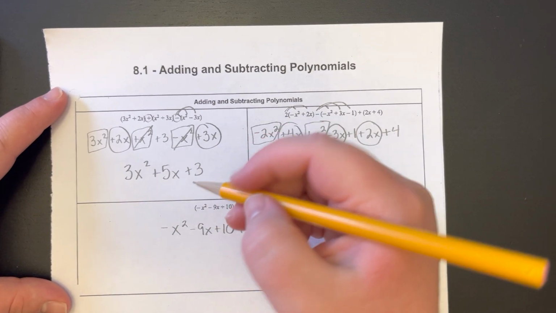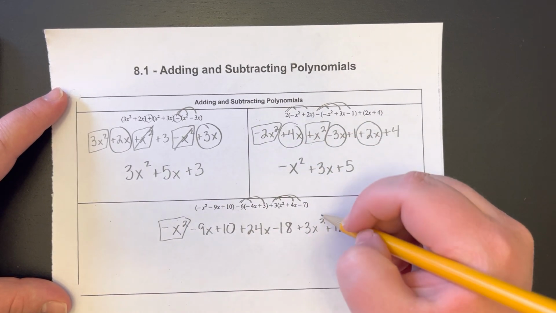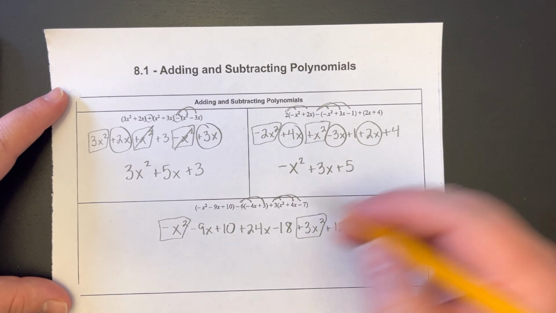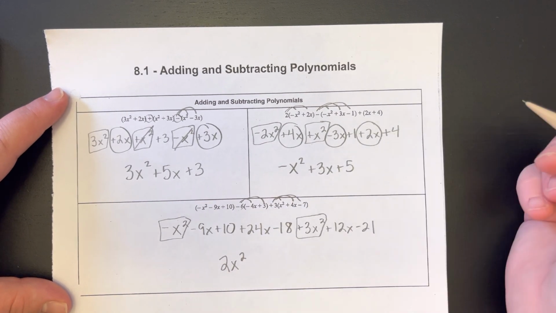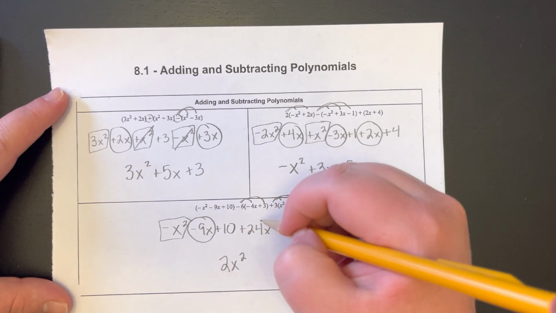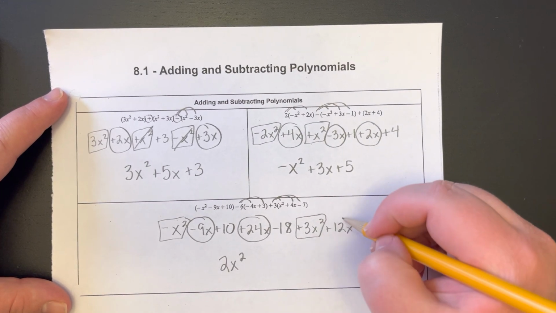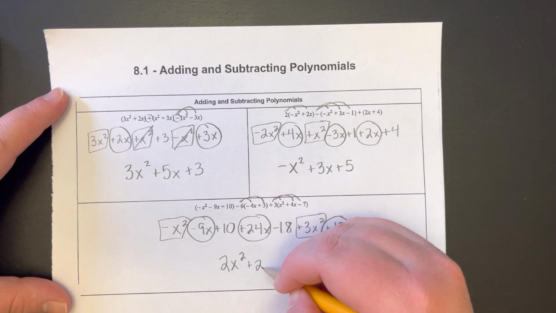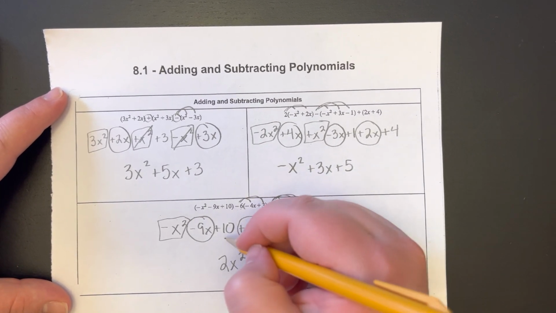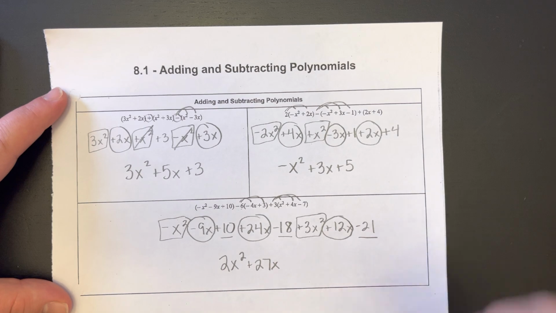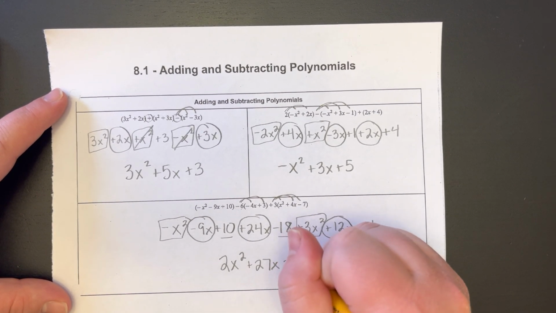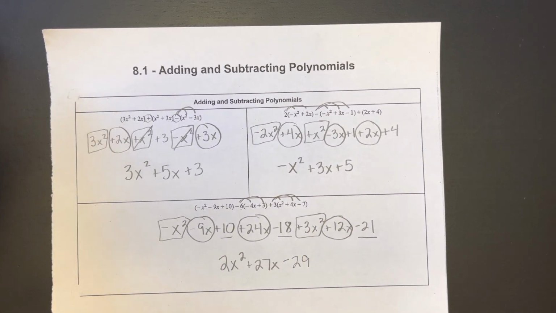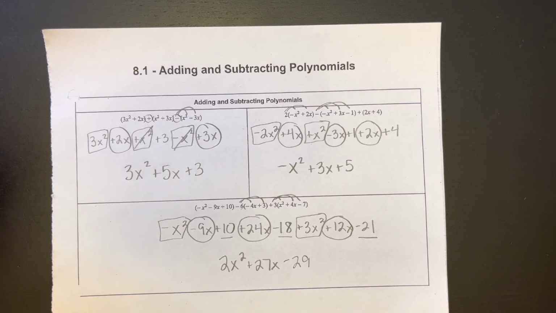Now let's combine our like terms. I've got negative x squared and 3x squared. That makes 2x squared. Then I've got negative 9x and 24x and 12x, which makes 27x. And then I've got 10 and negative 18 and negative 21, which is going to make negative 29, assuming I can do math. And that's it. That's how you classify polynomials by degree and number of terms, and how you add and subtract polynomials as well.